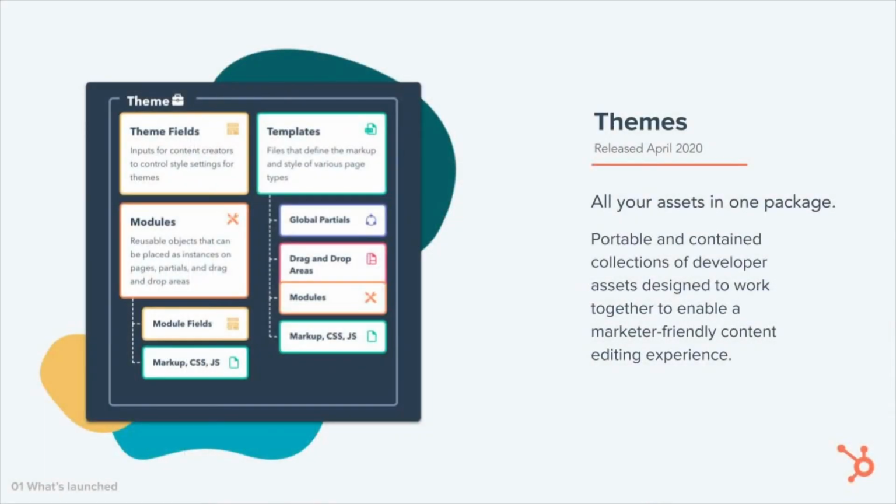Now, let's start with a feature that began in beta back in February, but was rolled out officially in conjunction with CMS Hub. That being themes. These are a package of assets containing modules, HTML plus HubL coded templates, partials, and more. With themes, you can create a wide array of settings for content editors, from font selection to accent color options or anything in between. We also created a CMS boilerplate, which uses themes and is open sourced on GitHub.